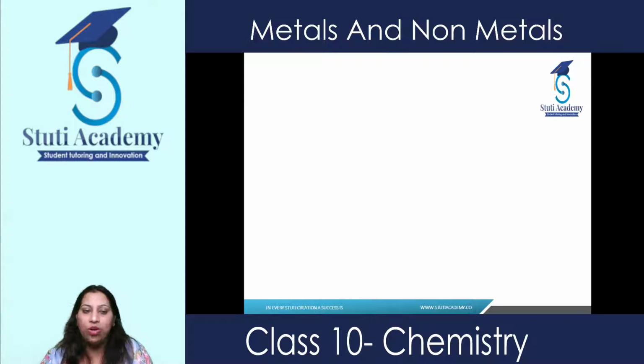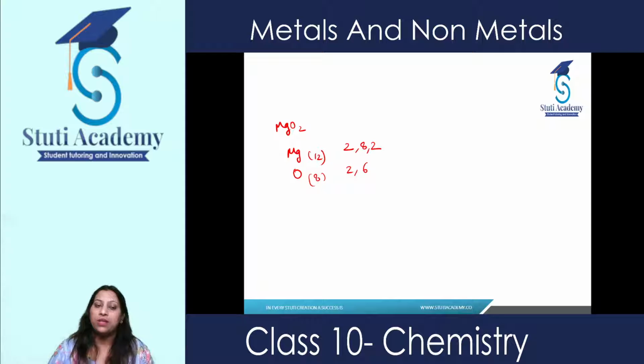Or another example of this is magnesium oxide. So we know that magnesium, its atomic number is 12, and its electronic configuration is 2, 8, 2. Oxygen is 8, its electronic configuration is 2, 6. So children, if you write ionic compounds, you should learn their atomic number, then only you will be able to write their electronic configuration. Because once you write their electronic configuration, it is easy for you to make ionic bonds between these atoms.